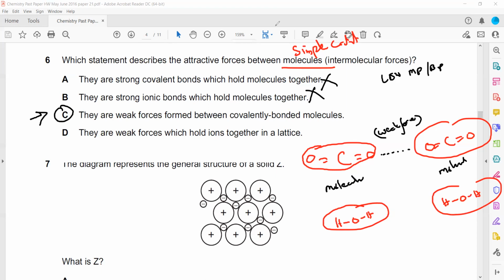So the attraction between the molecules is there because they have electrons and protons, but that is a very weak force, also known as van der Waals force or London dispersion force. That's a name given to these forces. You don't have to learn that name, you just have to understand the fact that this force is very weak. They don't have a lattice, simple covalent compounds, so that's why C is the right answer.